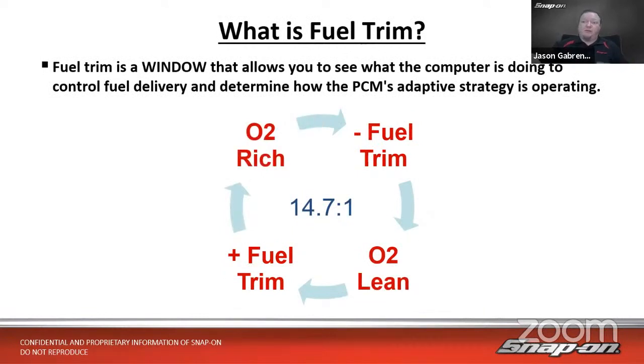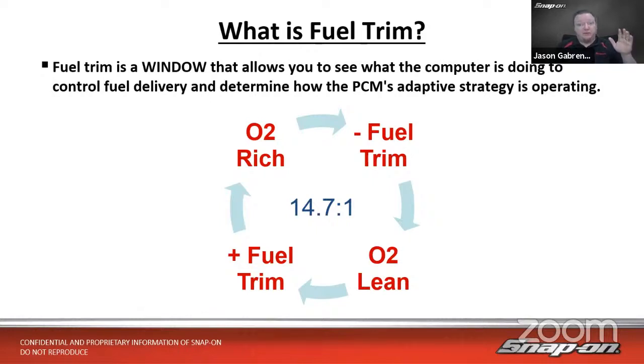So fuel trim is a window that lets you see what the computer is doing to control fuel delivery and determine how the PCM's adaptive strategy is operating. So we take our 14.7 to 1, our stoichiometric air-fuel ratio. Here's our ideal air-to-fuel ratio. And then the oxygen sensor is going to read the exhaust, because that's the first thing the exhaust gets to, first sensor. If it reads that there's too much oxygen, so a lean condition, it says, I need positive fuel trim, add fuel to the vehicle. So that's where you get a positive percentage on your fuel trim, a positive number.